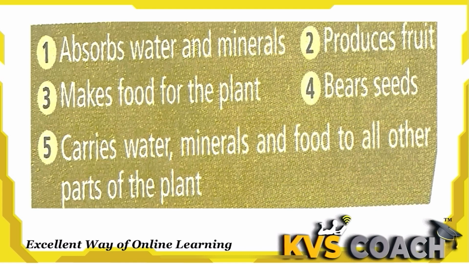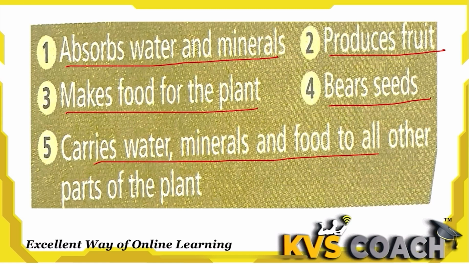So these are the functions of plant parts. Plants absorb water and minerals from the roots. They produce fruit. They make food for the plant. They bear seeds. They carry water, minerals and food to other parts of the plant. So these are the functions of the different parts of the plant.